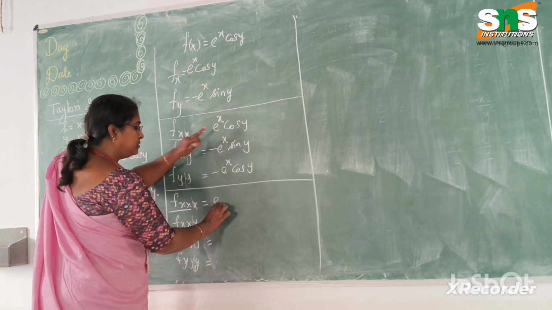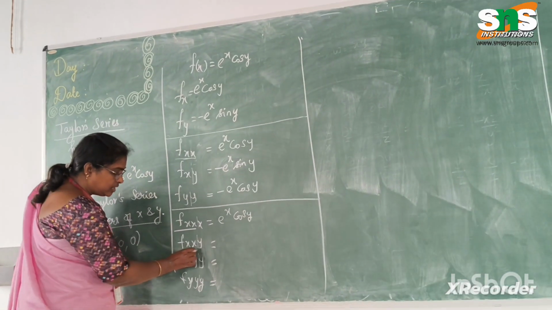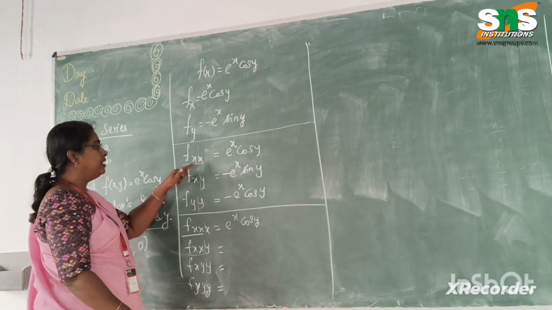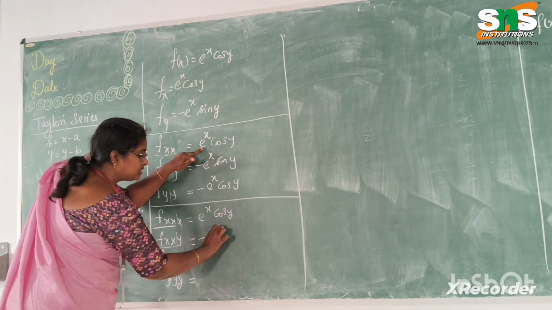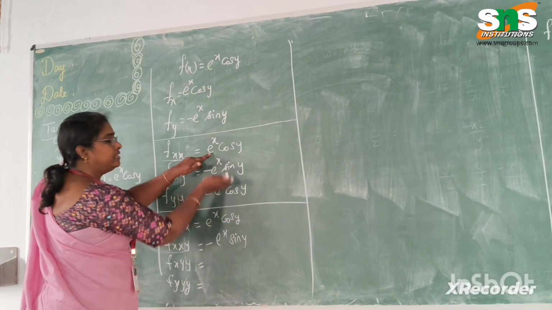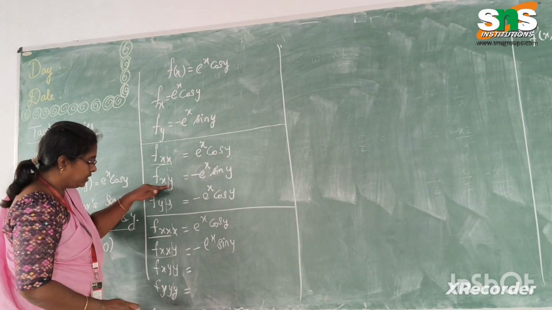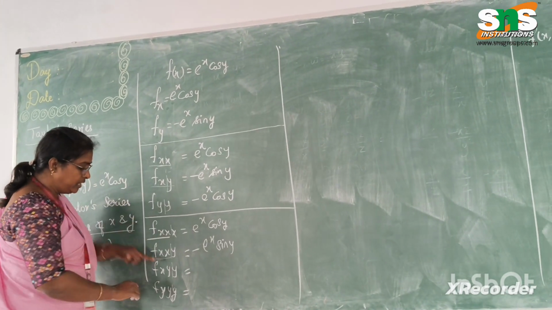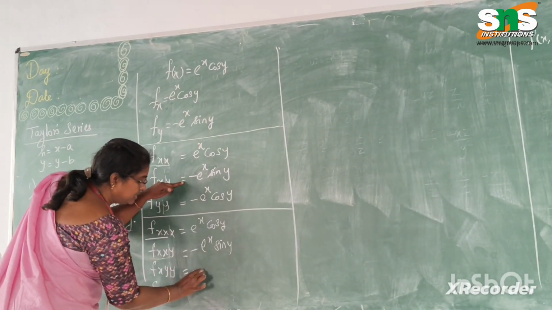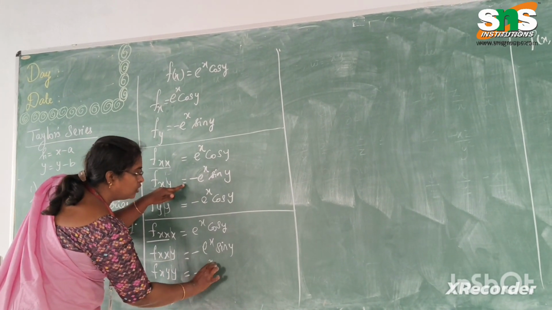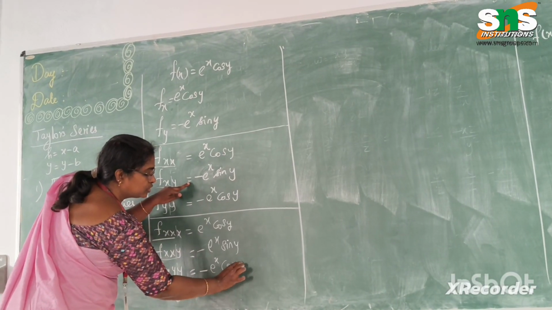With respect to x, again you get e power x cos y. And again, take fxx with respect to y. With respect to y, that is minus e power x sin y. Already we did this. Then take fxy with respect to y: minus e power x, x is a constant, and differentiating sin with respect to y gives cos y.